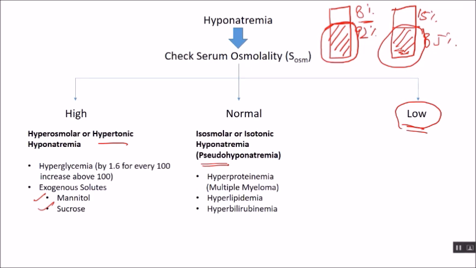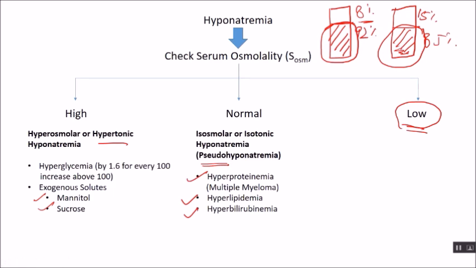And that's why it's called pseudo-hyponatremia, because it is almost like a lab error that it cannot tell us whether it's true hyponatremia or not. Anyway, so what are the conditions which cause pseudo-hyponatremia? There's hyperproteinemia, such as multiple myeloma. Then we have hyperlipidemia and hyperbilirubinemia.